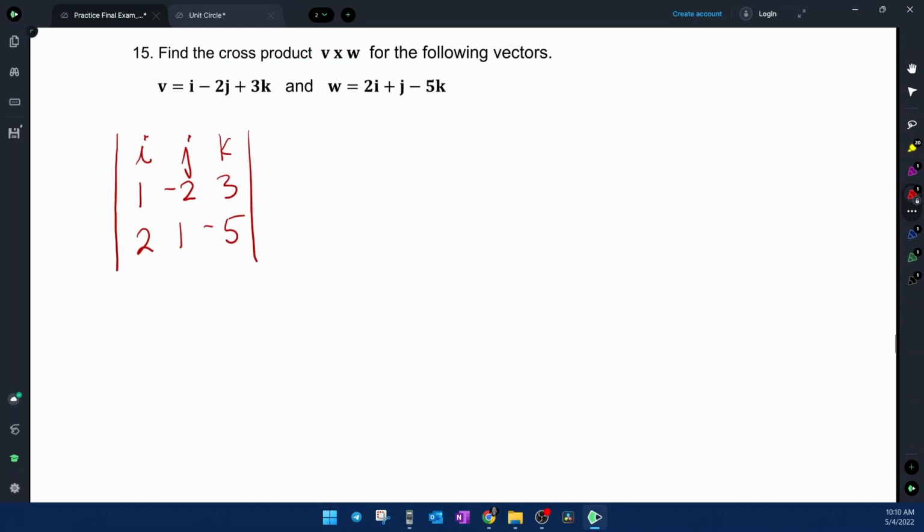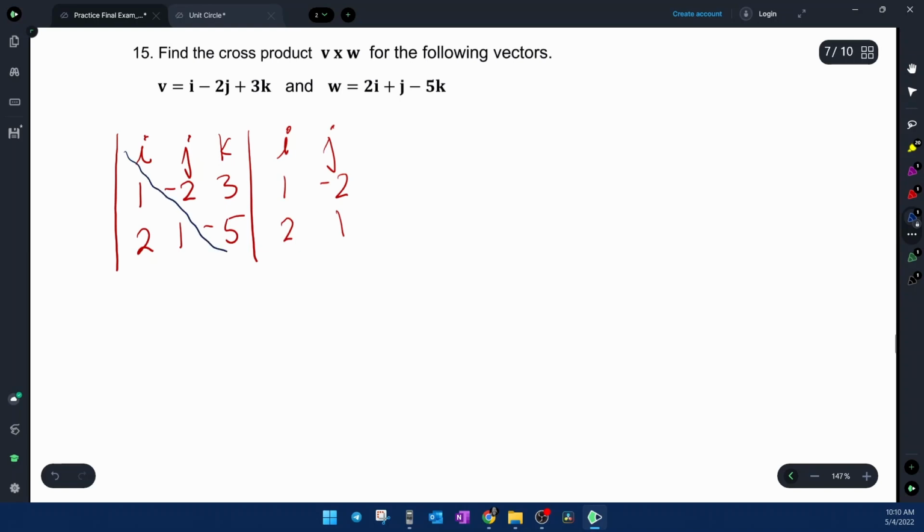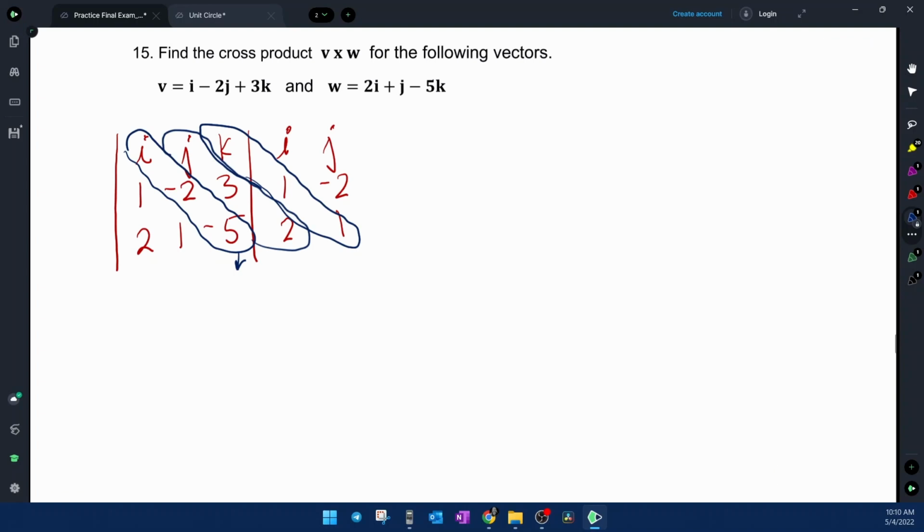And I'm going to use my shortcut that I taught, which says you're going to copy and paste the first two columns to the outside, and then the next step says multiply down on the diagonals. First multiplication, -5 times -2 times I, gives us a 10I. Next, 2 times 3 times j is a plus 6j. And last but not least, 1 times 1 times k is a positive k.